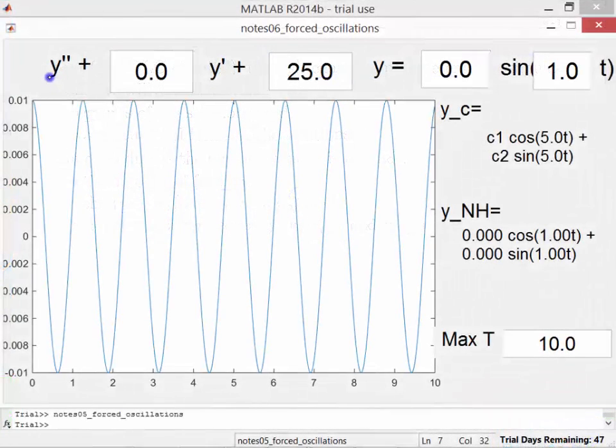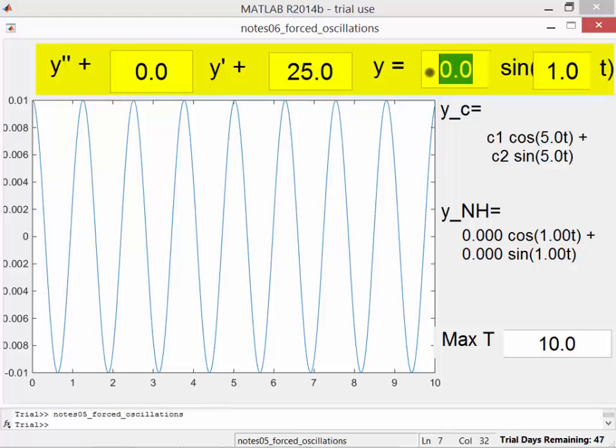In this window, notice the structure we have. We have y double prime plus a damping coefficient times y prime plus the spring coefficient y, and then we have the right-hand side, which is the external force. Notice that we initialize the external force to be 0 in magnitude, so as if it's not there.